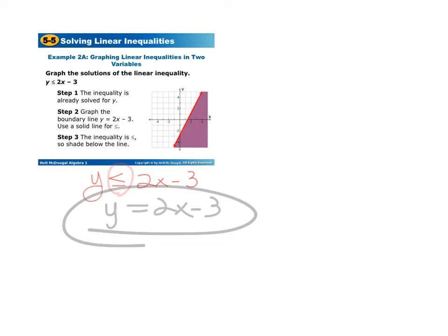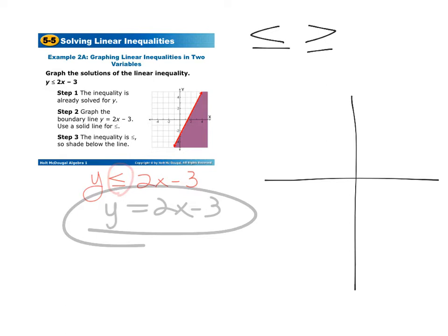Now, this symbol and this symbol, what kind of line am I going to create when I connect my dots? A solid line. So I'm going to go ahead and graph this equation. What's my starting point? -3. So on -3, on the y-axis, I put a dot. From there, what is my slope? 2 over 1. So from this -3, I'm going to rise 2 and run 1. And we said it's a solid line. Connect your dots.